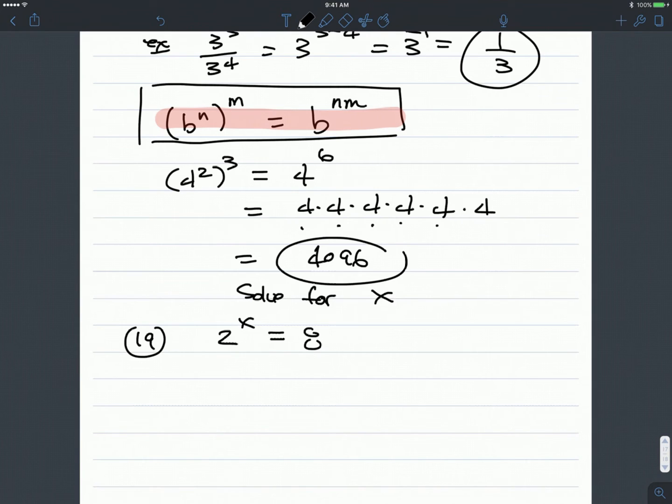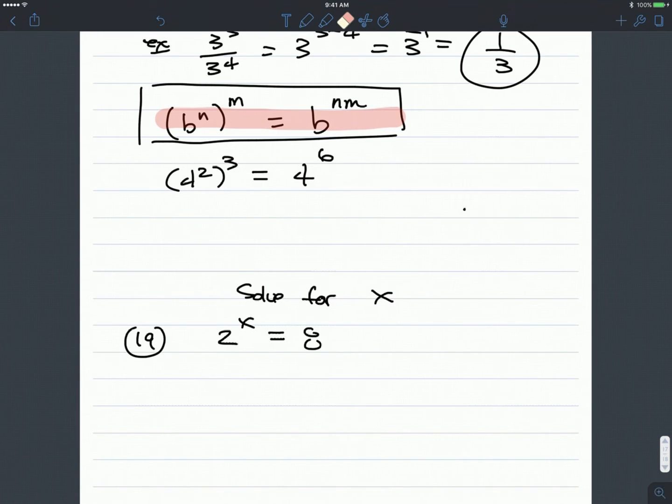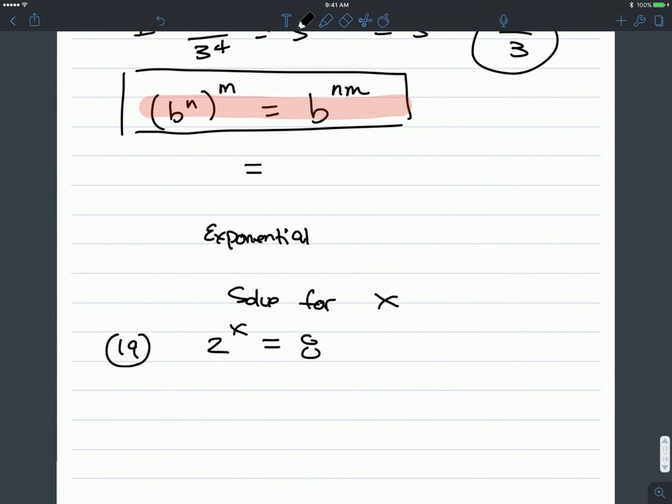Okay? So let me go back here and get some space. The question's going to be, really, when you solve these exponential equations, you say, why are these exponential equations? Because they're equations that involve what? Exponentials.